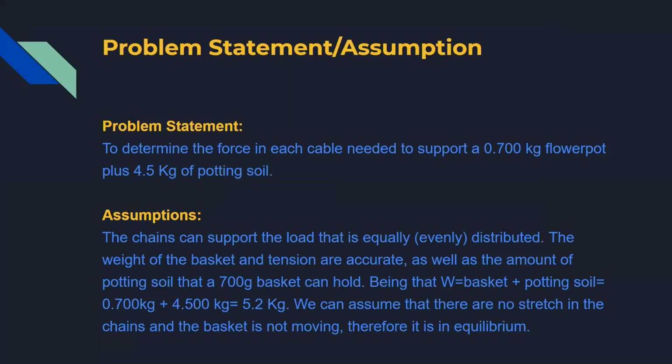Problem statement. To determine the force in each cable needed to support a 0.7 kilogram flower pot plus 4.5 kilograms of potting soil. Assumptions. The chains can support the load that is equally or evenly distributed. The weight of the basket and tension are accurate, as well as the amount of potting soil that a 700-gram basket can hold. Being that weight equals basket plus potting soil, 0.7 kilogram plus 4.5 kilograms equals 5.2 kilograms, we can assume that there is no stretch in the chains and the basket is not moving, therefore it is in equilibrium.